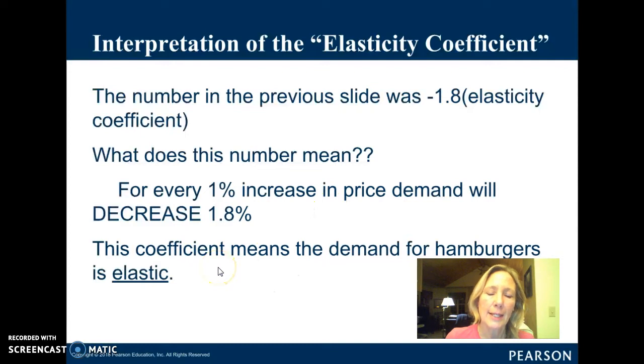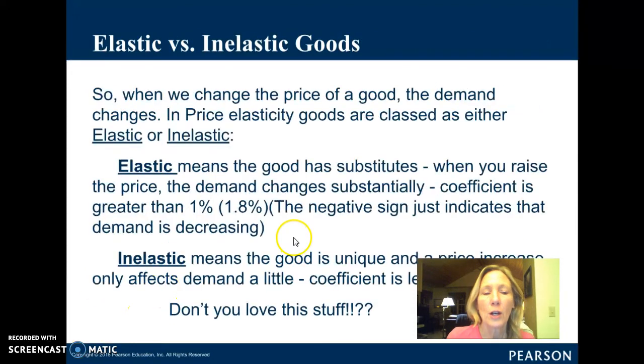That is the elasticity coefficient. Since this number, just the rules, since this number is greater than 1, not assuming it's negative, negative means the price decrease, but that number is 1.8. Since it's greater than 1, that means that demand for hamburgers is elastic. We'll talk about that next. So, elastic versus inelastic goods.